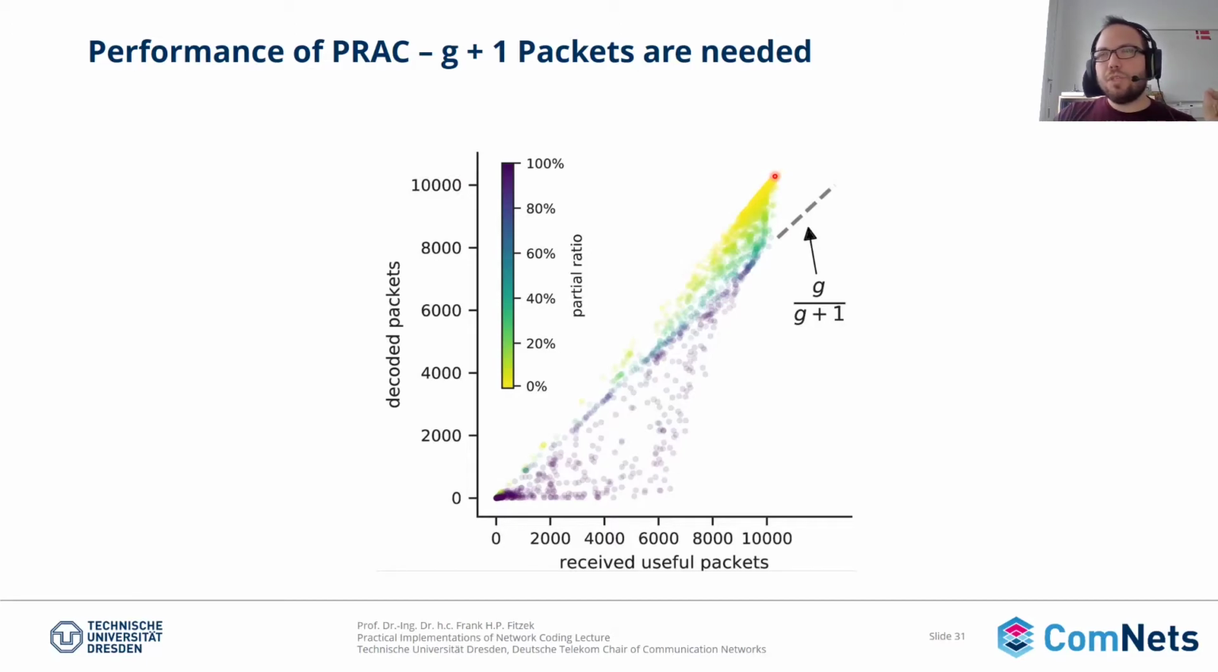PRAC, because it works on generations, right? It needs one more packet per generation, and that brings down the potential recovery of PRAC. So basically, at any region, the best we can do with PRAC is decoding along this straight line. And that's why there was this gap between a perfect partial packet recovery and PRAC, because of this limitation that we need one more packet per generation.